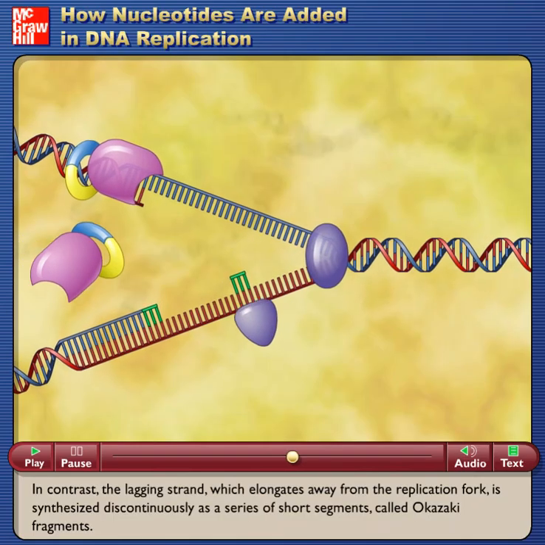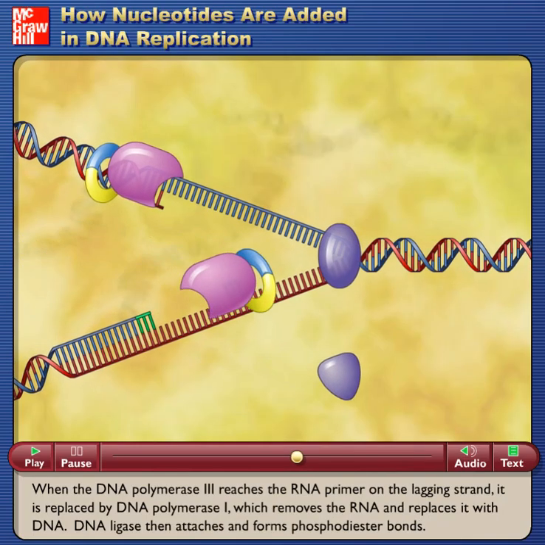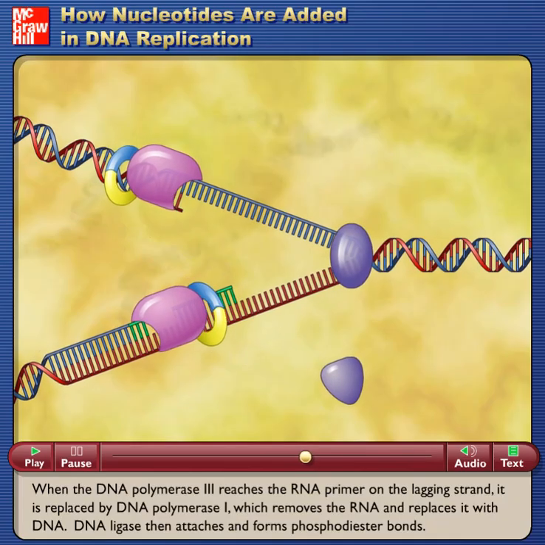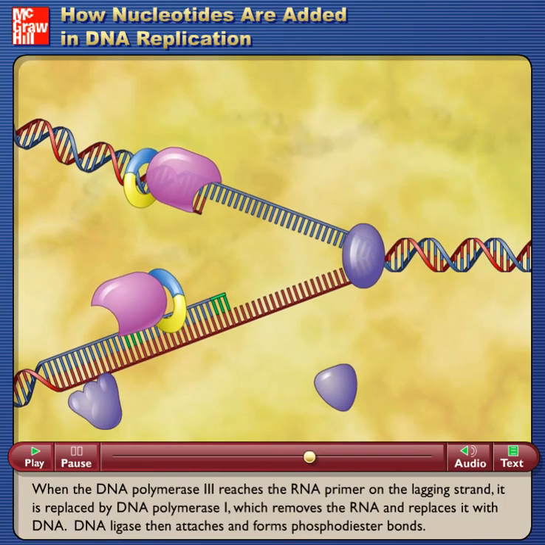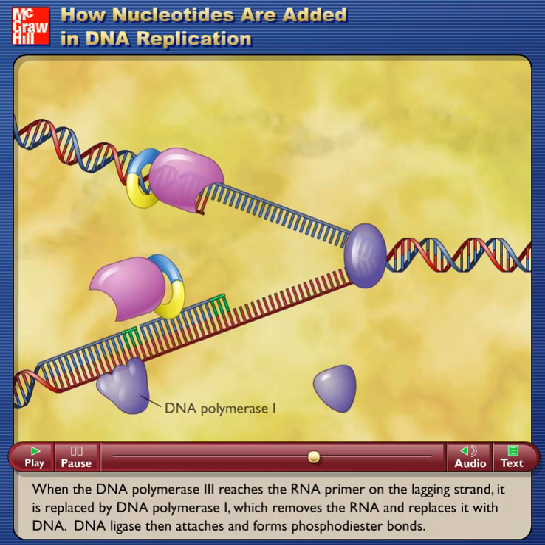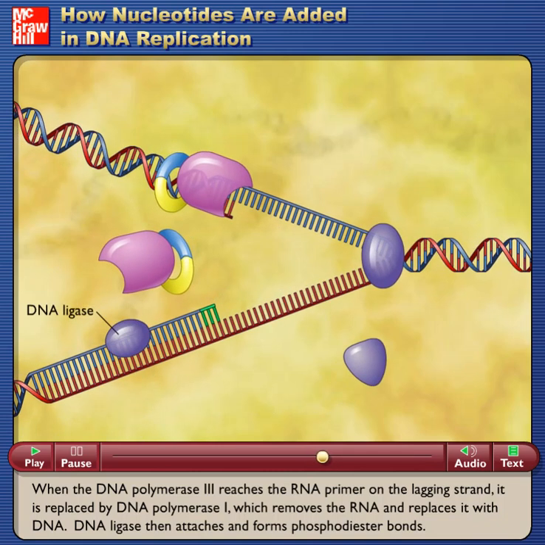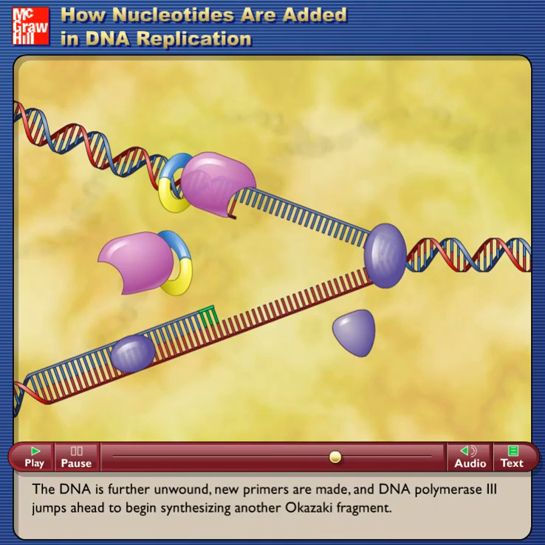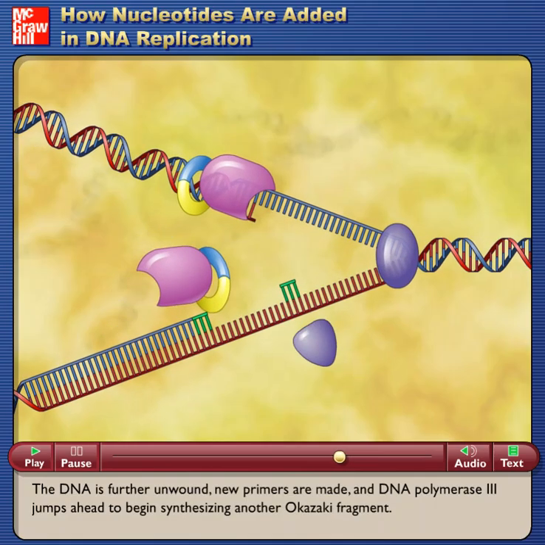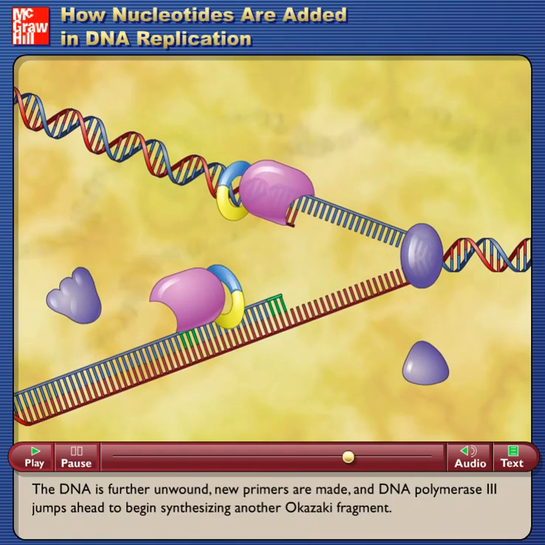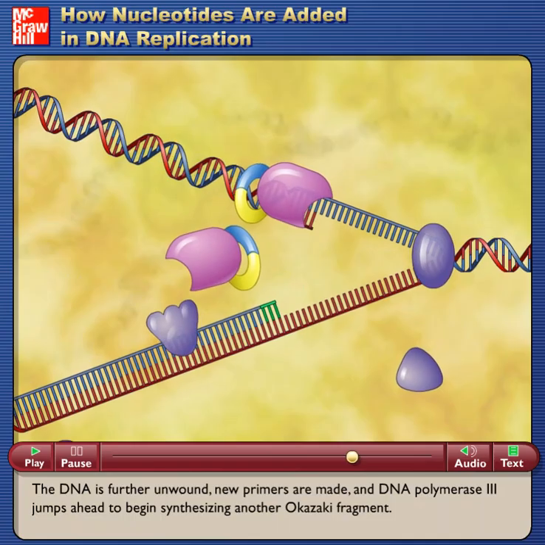segments called Okazaki fragments. When the DNA polymerase III reaches the RNA primer on the lagging strand, it is replaced by DNA polymerase I, which removes the RNA and replaces it with DNA. DNA ligase then attaches and forms phosphodiester bonds. The DNA is further unwound, new primers are made, and DNA polymerase III jumps ahead to begin synthesizing another Okazaki fragment.